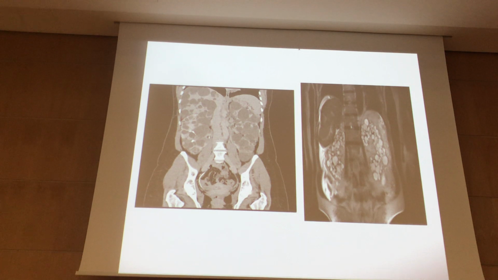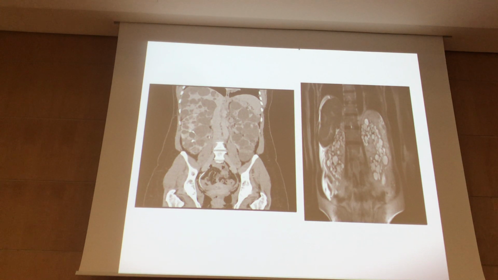Cysts. Why are they cysts? They are well defined and rounded. Unlike the angiomyolipomas, where there was a zigzag, these are well defined and rounded. You can make out their boundaries. So these are cysts. Now tell me, this kidney has cysts, this kidney has cysts, this liver also has cysts.